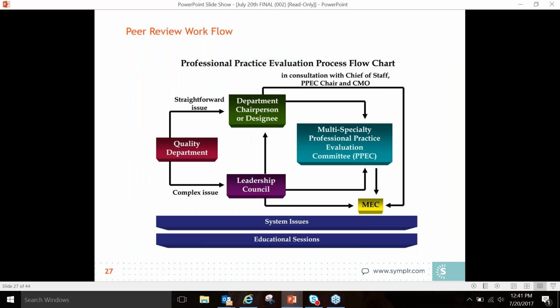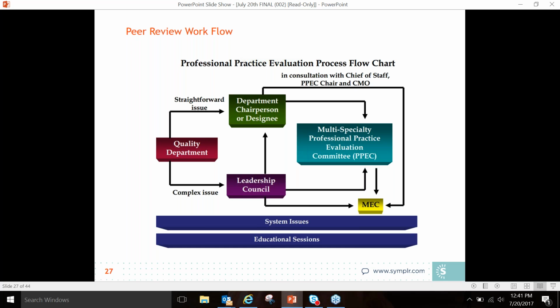It's really nice design. It's the Professional Practice Evaluation Process Flowchart, and that just is an example of a peer review process, or a PPEC now they're calling it, for the committee instead of peer review. And here you can just see how it starts with the quality department, it goes to a department chairperson or a leadership council, and then it goes on to my PPEC committee or my MEC.